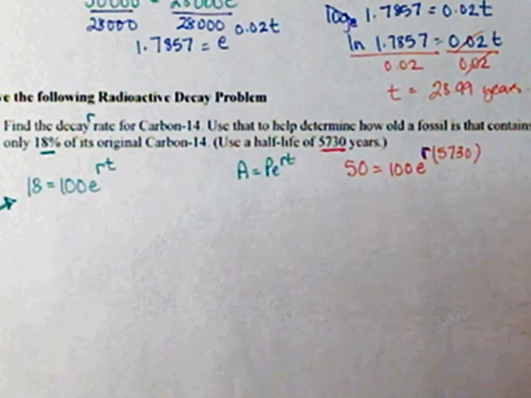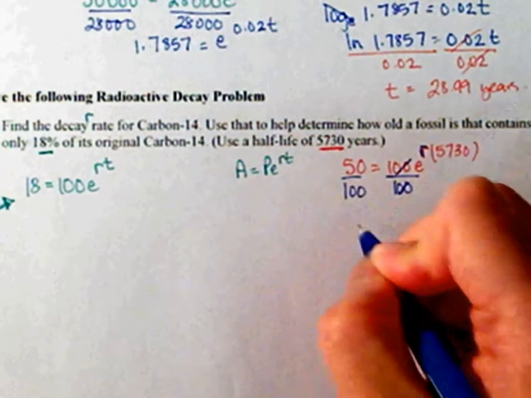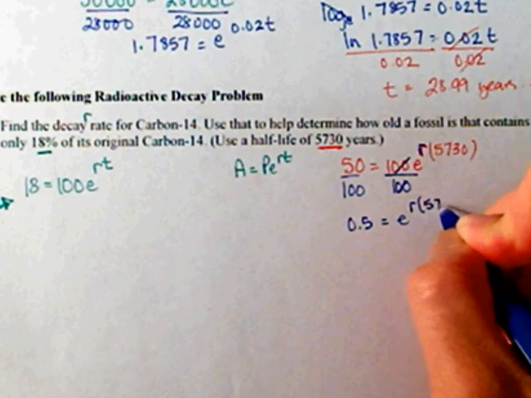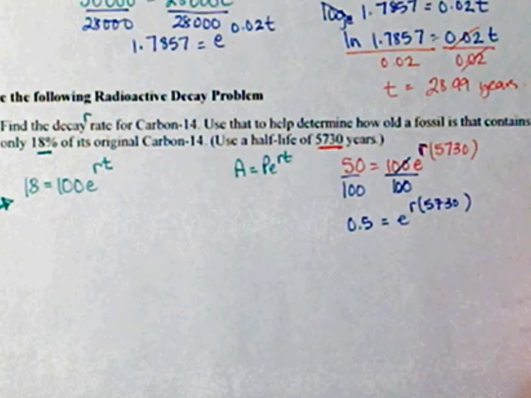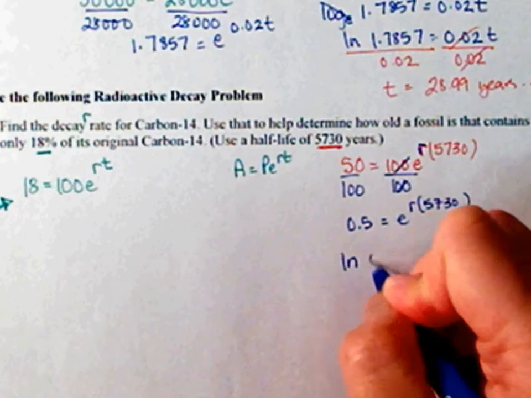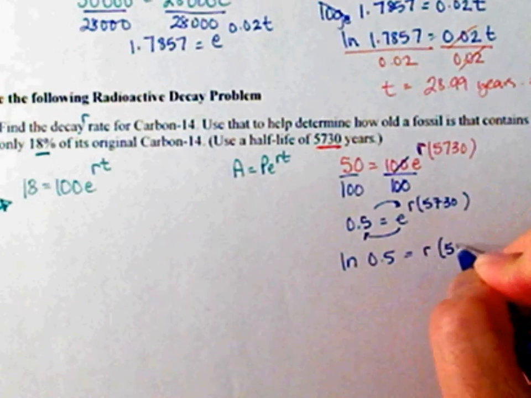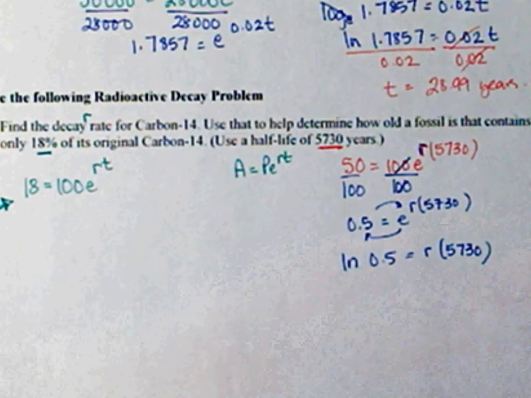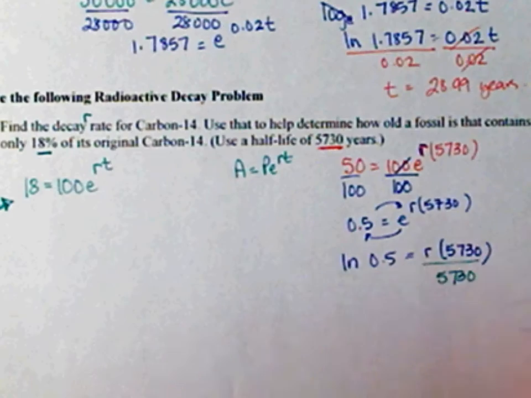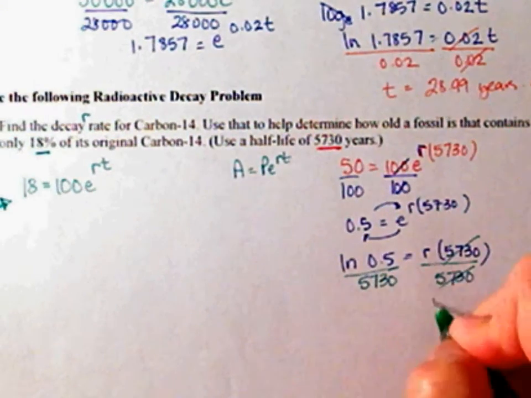So let's go ahead and solve. First of all, divide by 100. That gives you 0.5 is equal to E raised to the R times 5730. All right, notice it's a base E. Base E is the same thing as natural log of 0.5. Remember those arrows. Is equal to R times 5730. I'm looking for the rate. Now what do I do? Well, I'm solving for R, so I'm going to divide by 5,730. What you do to one side, you do to the other side. This is going to give you your rate.